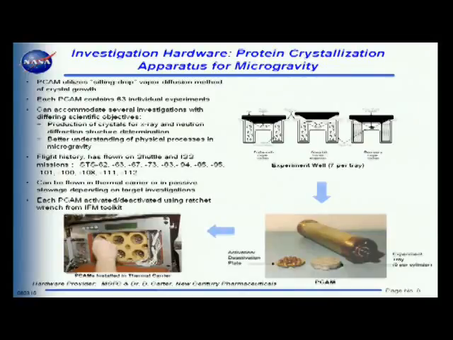The hardware provider for this particular piece of hardware is Dr. Daniel Carter of New Century Pharmaceuticals and also the Marshall Space Flight Center.